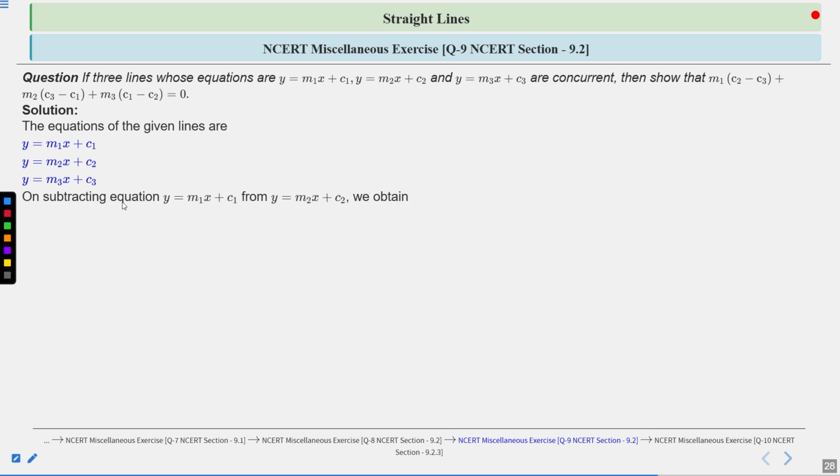Now on subtracting the equation y = m1x + c1 from y = m2x + c2, we obtain 0 = (m2 - m1)x + c2 - c1. It implies (m1 - m2)x = c2 - c1. From here we obtain the value of x as (c2 - c1) divided by (m1 - m2).